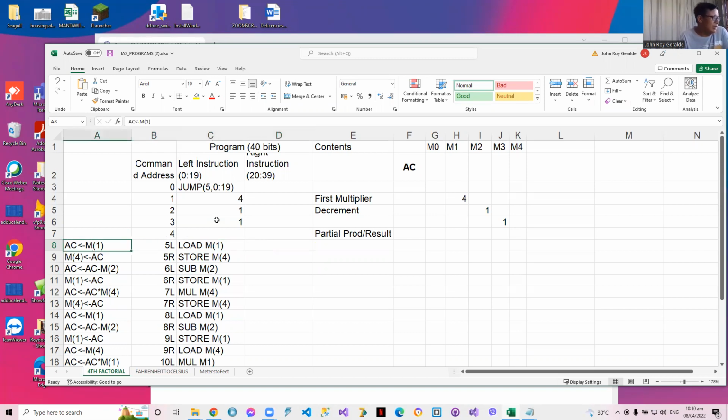Now, there's a micro instruction here, which explains the data transfer. When you say load M1, we mean AC receives M of 1. The arrow points to who receives. When you say store M4, M of 4 receives AC. When you say sub M2, AC receives its value minus what is in M2. Store M1 means M of 1 receives the value of AC. Okay, do you follow?